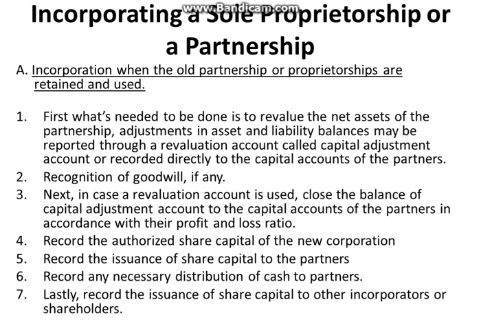Next thing to do is to record the authorized share capital of the new corporation. Next is to record the issuance of share capital to the partners. Then record any necessary distribution of cash to partners. And lastly, record the issuance of share capital to other incorporators or shareholders.